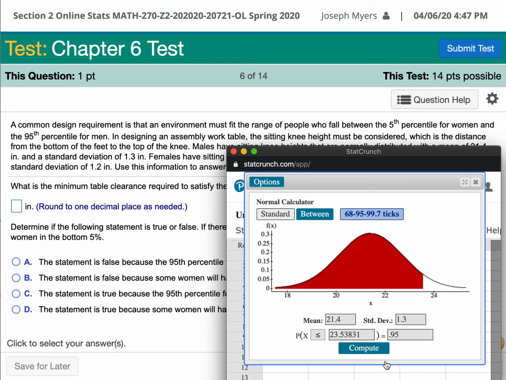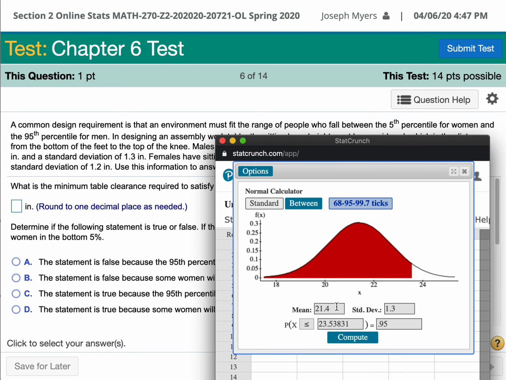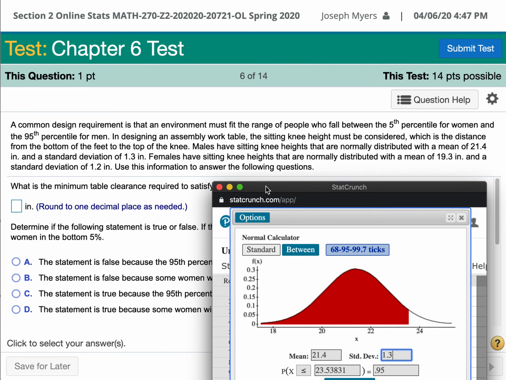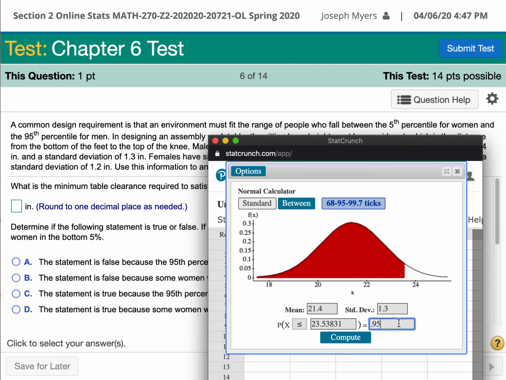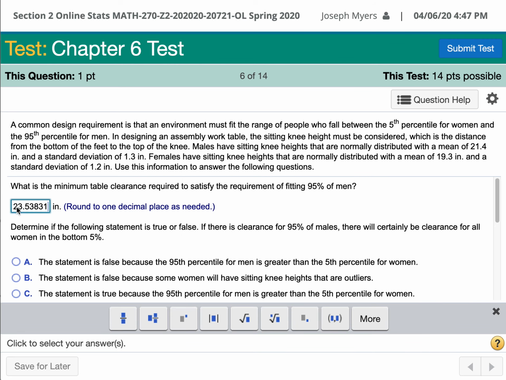So click compute. Okay, so if the average male has a knee height of 21.4 and a standard deviation of 1.3, then that means that if you want to have 95% of males be able to fit their knees underneath the desk, then you need to have the desk be at least 23.53831 inches tall. So there we go. Round it off to 1 decimal place, so that rounds off to 23.5.